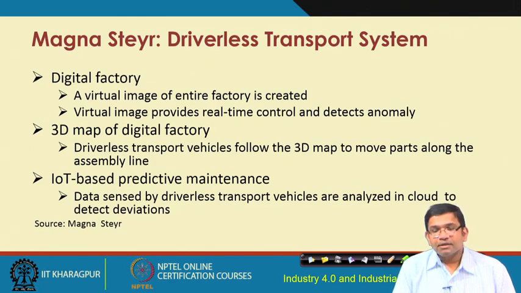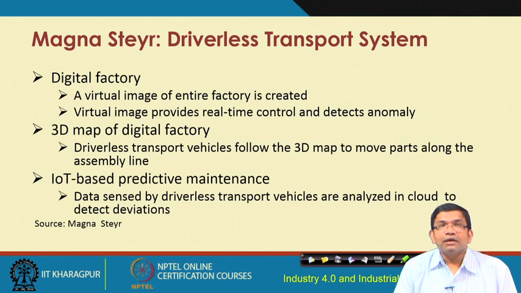Magna Steyr has the driverless transport system. They have the digital factory, which offers a virtual image of the entire factory, and that is done using advanced technologies. This virtual image provides real time control and detects any anomaly. They create, with the help of the data collected, the 3D map of the digital factory, and that basically helps in doing number of things efficiently, including predictive maintenance of their transport vehicles using the data that is stored in the cloud.